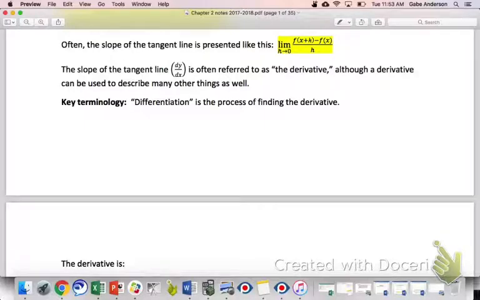So the slope of the tangent line, a little notational thing here. This is one notation for the slope of the tangent line, often referred to as the derivative. The derivative can describe a lot of stuff. The derivative does not have to be y in terms of x. It could be h in terms of t, or c in terms of v, or all kinds of different combinations of letters and meanings of variables. But the slope of the tangent line will always be change in y over change in x, or the dy over dx.